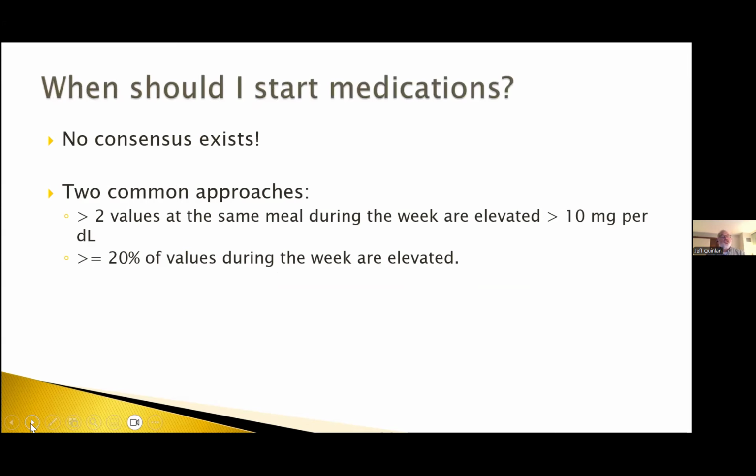So then when should you start medications? Well, there's really no consensus here either. There are actually two common approaches that I've seen used over the years. One is that if you have two values from the same meal during a week that are elevated greater than 10 milligrams per deciliter above your expected value, so either that 120 or 140, depending upon the timing, or if greater than 20% of all the values for the week are elevated, would be the other time to think about starting treatment.